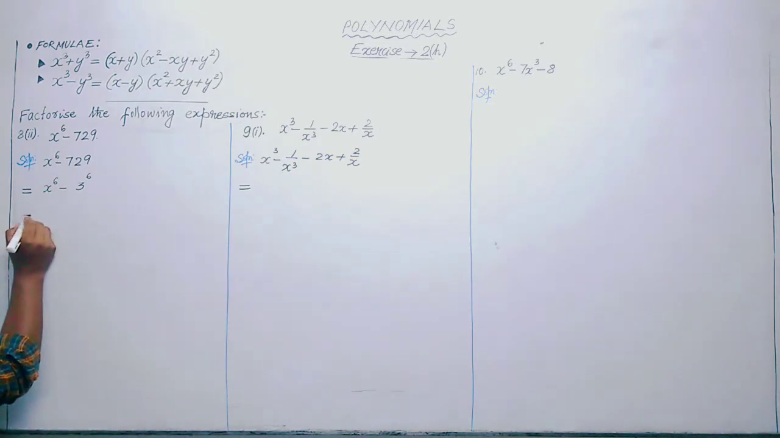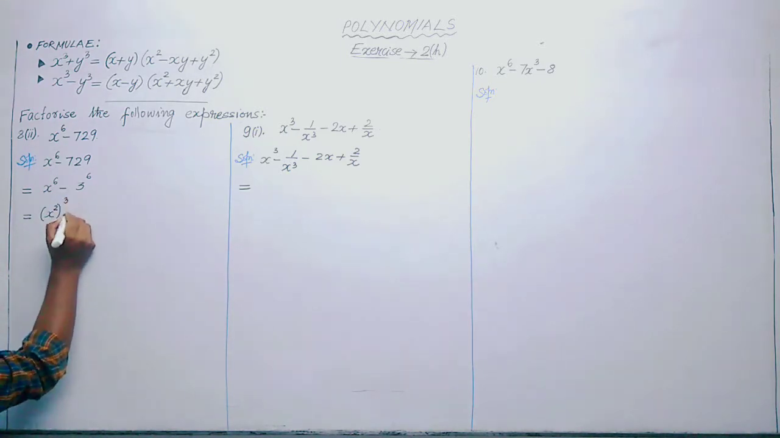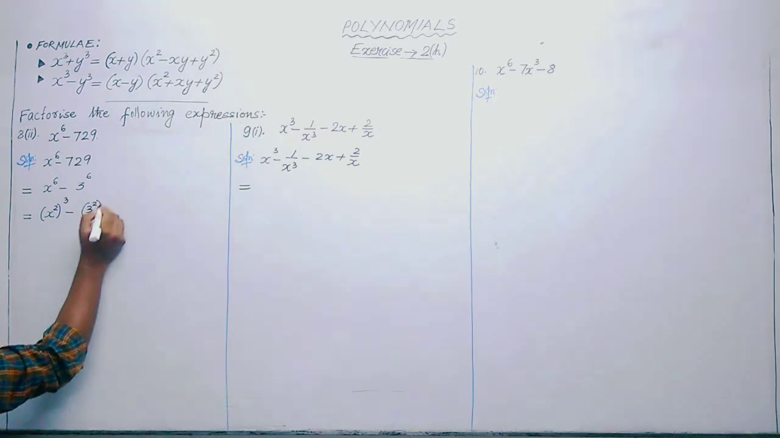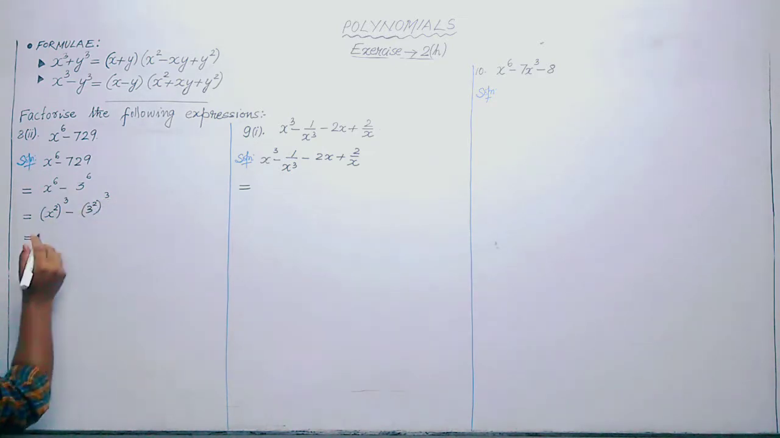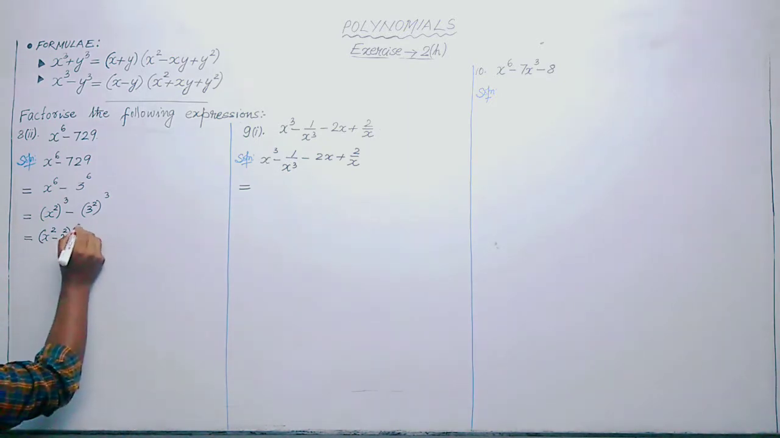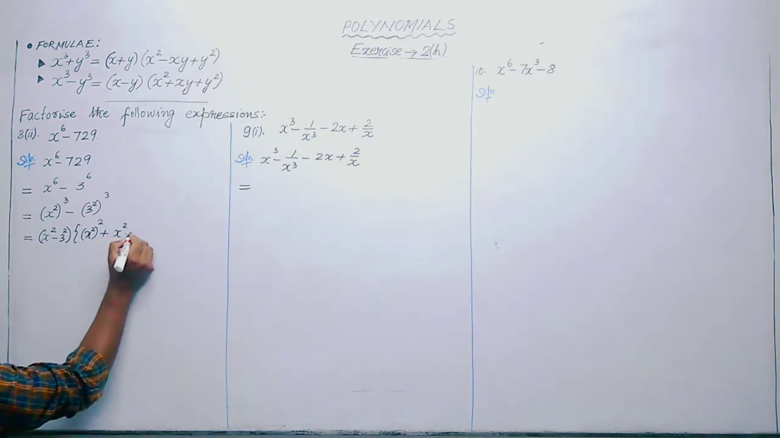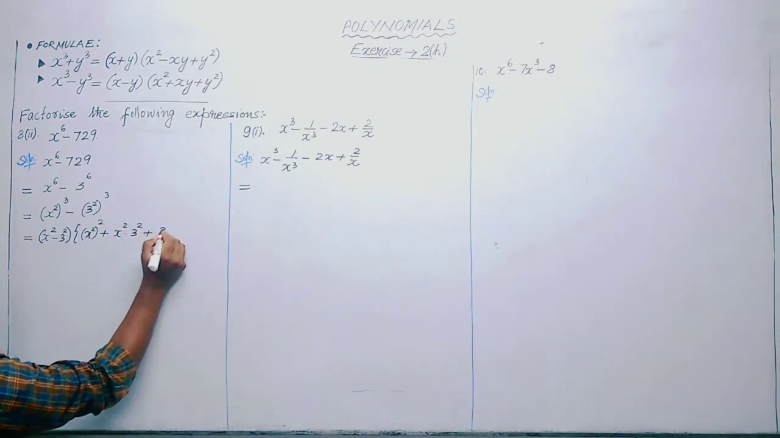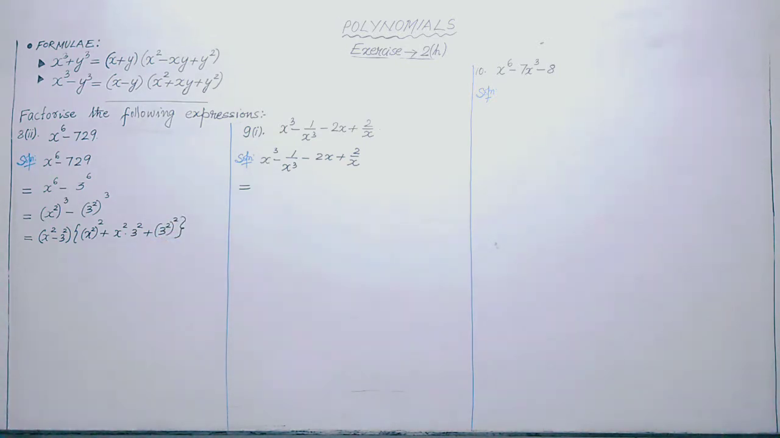Now, how can I write this one? In my previous question, I solved a similar question which can be written as (x square) whole cube minus (3 square) whole cube. Now, is it not x cube minus y cube? Yes, it is. So, I'll write down (x minus y), then you'll get (x square plus x into y plus y square).